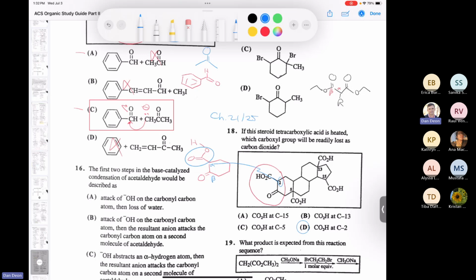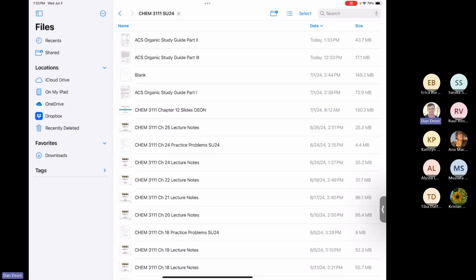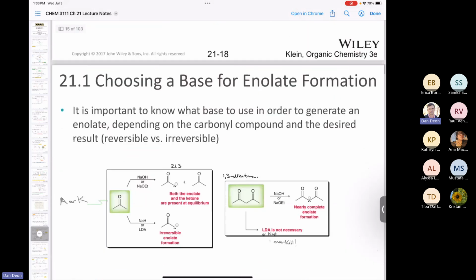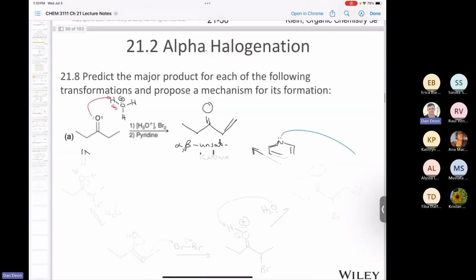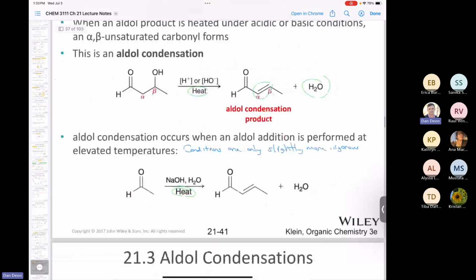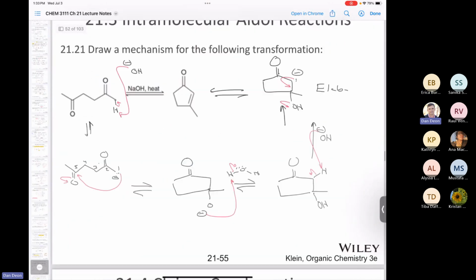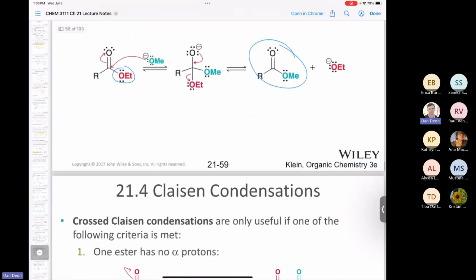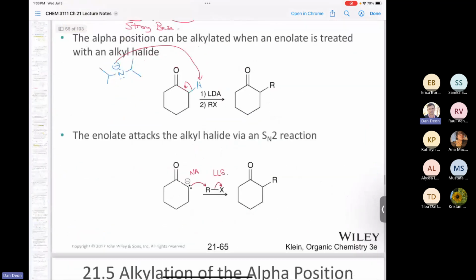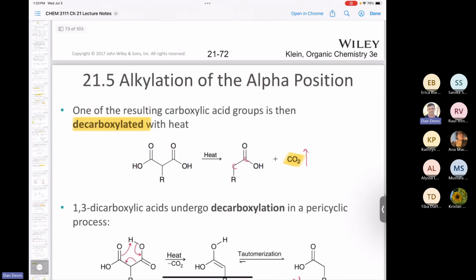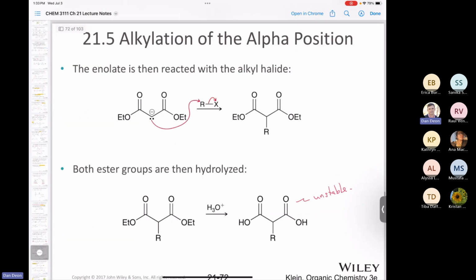Yeah, so if you go to chapter 21, I'll show you. Bear with me here, it might take me a second to find it, but it's in here. If you scroll down to when we talked about the diethylmalonate, we did aldol additions, condensations, crossed aldols, intramolecular. Then we did Claisen, beta keto esters, alkylation, kinetic and thermodynamic.